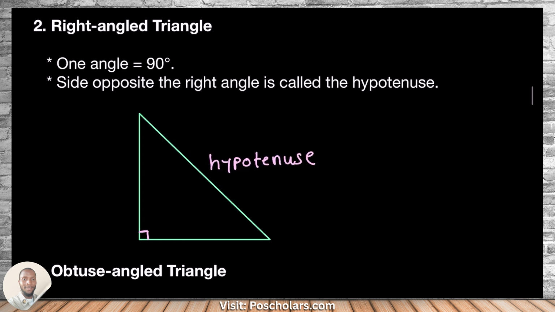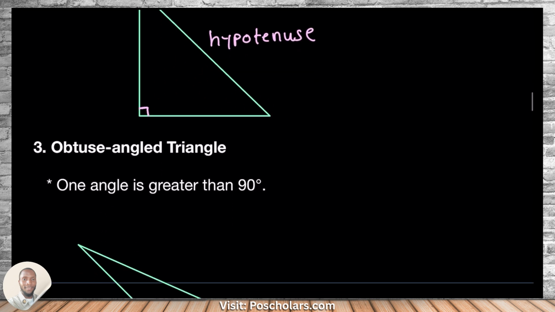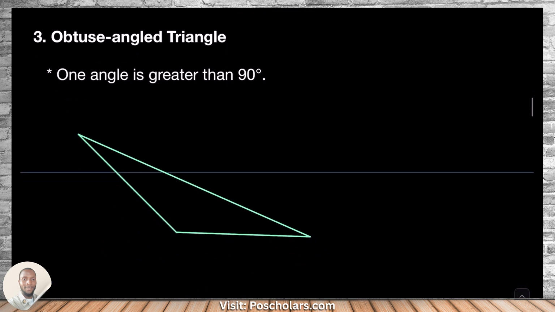Now the next classification based on angle is the obtuse angled triangle. Now this property says one angle is greater than 90 degrees. In an obtuse angled triangle, one of the angles must be greater than 90 degrees. You can see this angle, right? This is actually greater than what? 90 degrees. So the angle could be, let's say, 170 or 160 degrees, right? So this is a typical example of an obtuse angled triangle because one of the angles is greater than 90 degrees.